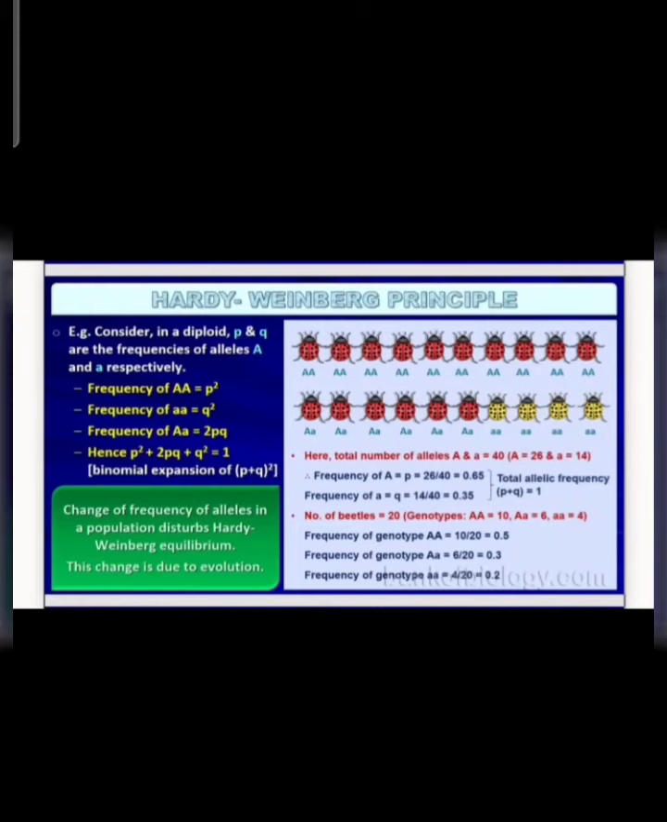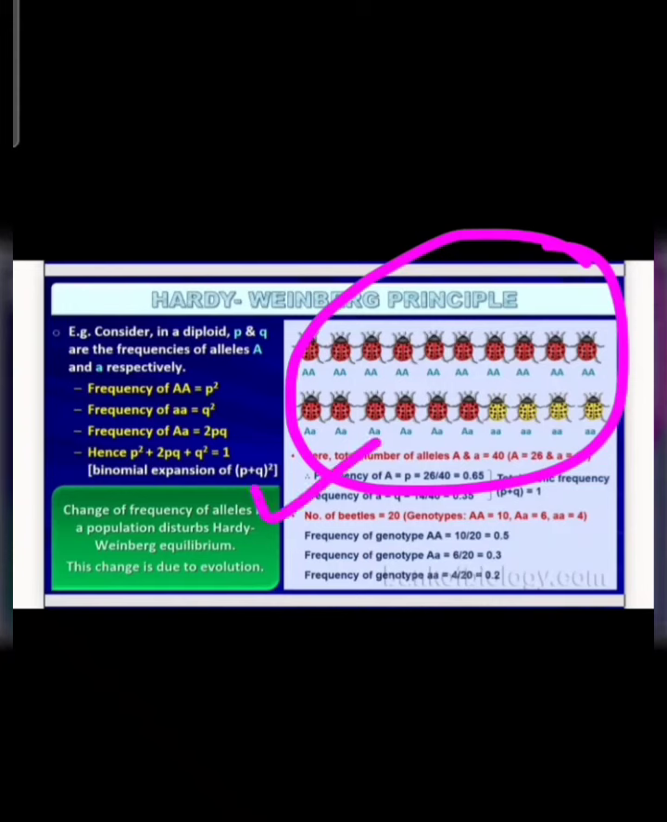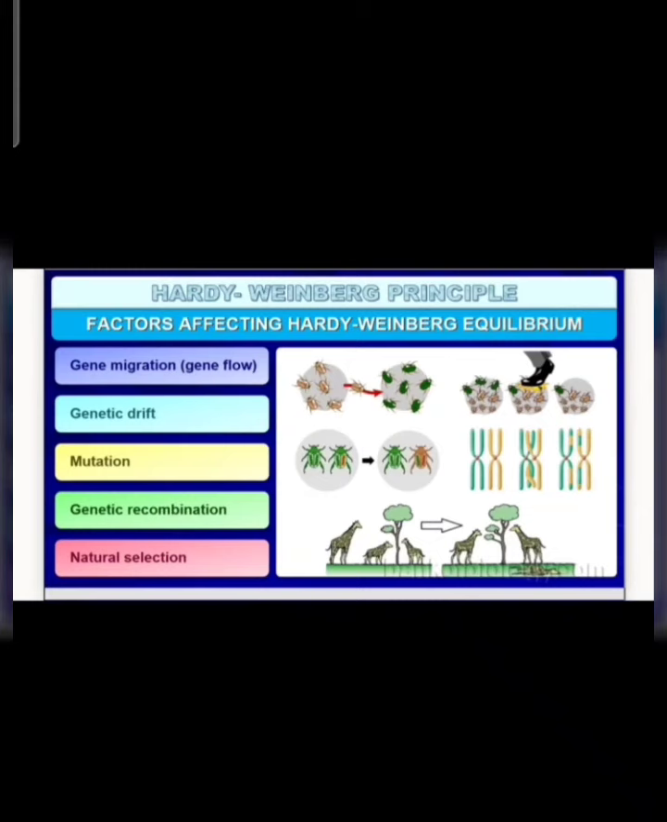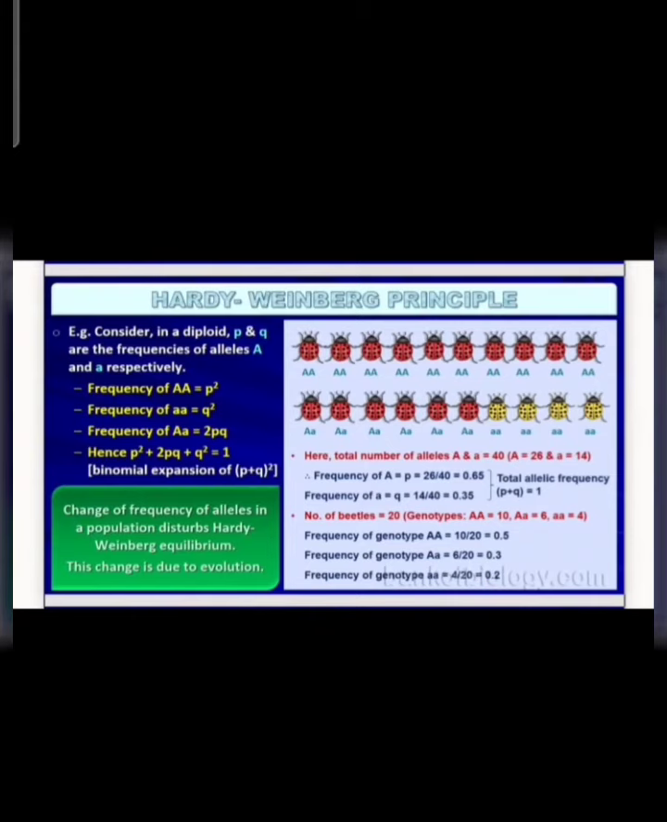So once again I'll explain what is Hardy-Weinberg's equilibrium. If you consider a population, the frequency of the dominant, the frequency of the recessive and the heterozygous condition, all of them will be stable and constant if you consider one population without any disturbance. If you consider the equation, it is p square plus q square plus 2pq is equal to 1. But what are the factors affecting the Hardy-Weinberg's law? Gene migration, genetic drift, genetic recombination, mutation, natural selection. But that is not possible. If these factors are not there, then the Hardy-Weinberg's equilibrium or principle is accepted.